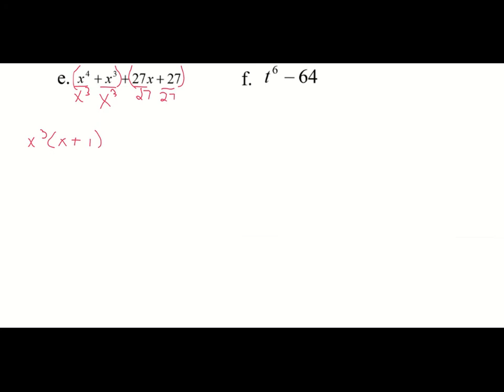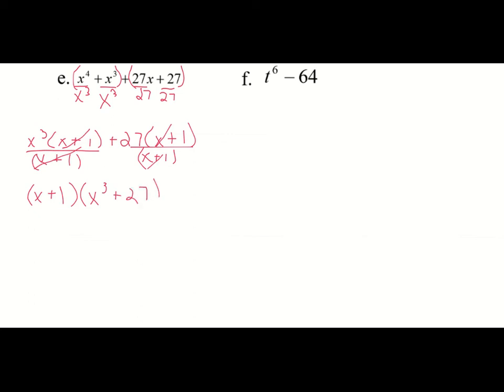So I'm going to have x plus 1 there, which now, again, I can factor this by grouping because I have x plus 1 as my greatest common factor in each term. So it's going to end up being x plus 1 times, for the first term, x cubed will be left. For the second one, the 27 plus 27. So now it looks like it's done, but I do need to look. X plus 1, it's a product of primes. I can't factor it anymore. But x cubed plus 27, that's my sum of perfect cubes.